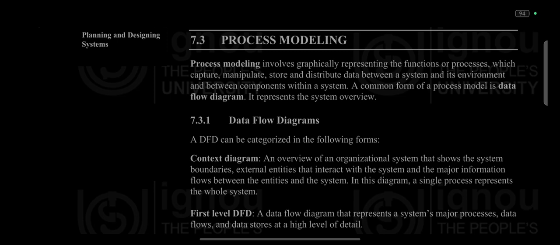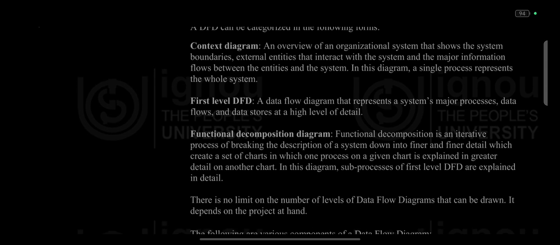Data flow diagrams, or DFDs, can be categorized in the following forms. Context diagram: an overview of an organizational system that shows the system boundaries, external entities that interact with the system, and the major information flows between the entities and the system. In this diagram, a single process represents the whole system. First level DFD: a data flow diagram that represents a system's major processes, data flows, and data stores at a high level of detail.